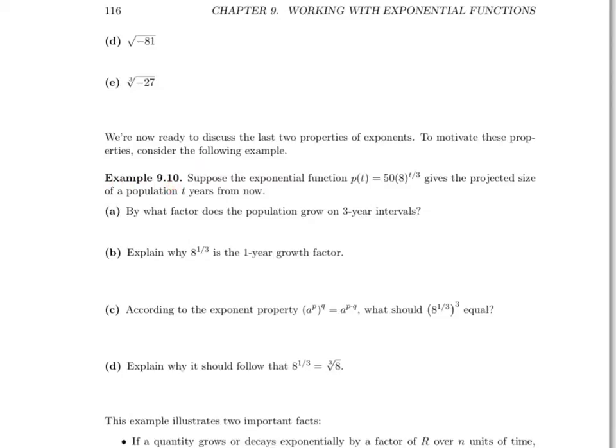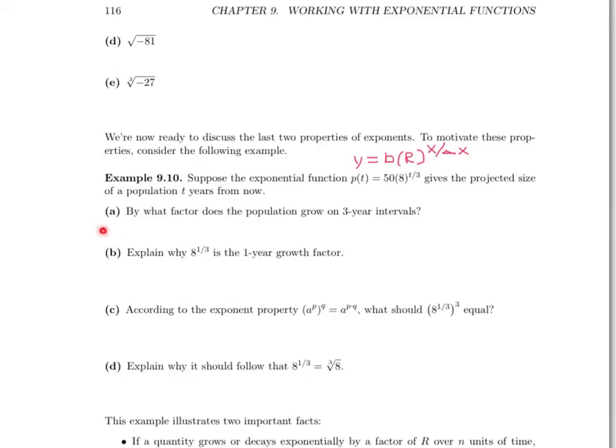Example 9.10. Suppose the exponential function P of t equals 50 times 8 raised to the t over 3 gives the projected size of a population t years from now. Notice that the equation we're given follows the general template y equals b times r raised to the x over delta x. So you can see that the 50 is playing the role of the b, the 8 is playing the role of the r, and the 3 is playing the role of the delta x.